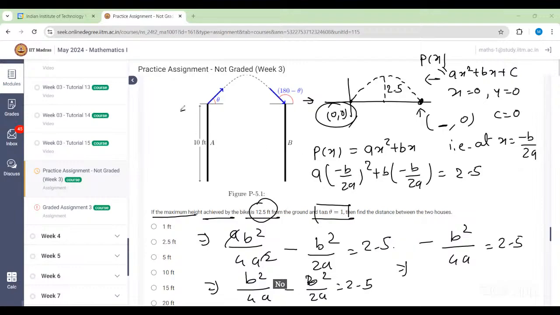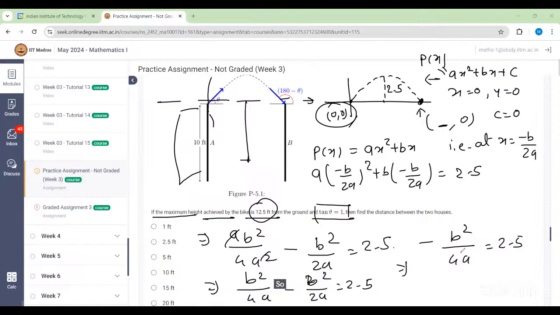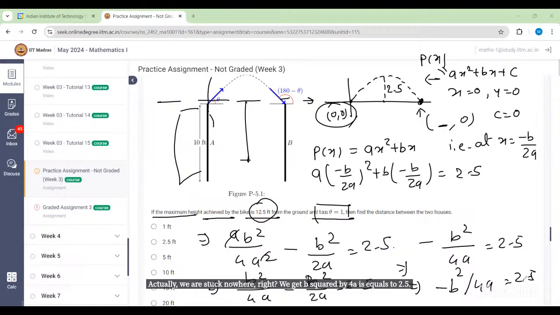No, actually I am subtracting this length. This 10, I am considering it as the 2.5 origin only, is here. So that's why it's this 10, 2.5. Okay. So here, actually we are stuck now, right? We get b square by 4a is equal to 2.5. But if I want to find out the other root of this polynomial, what can I do?